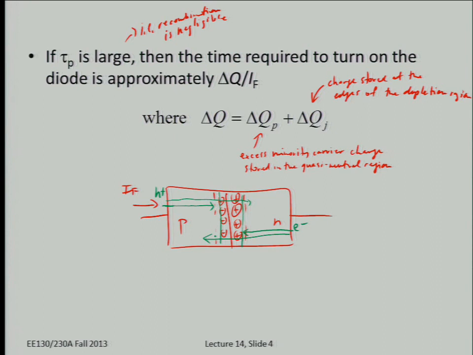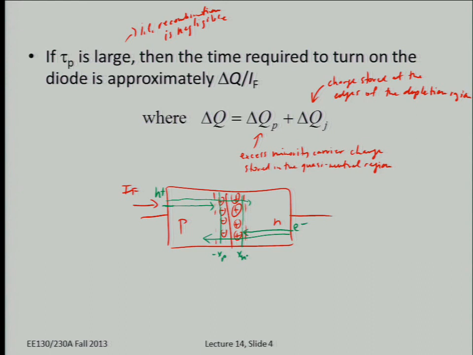Okay, so basically, the amount of time it takes to inject all this charge into the diode is dictated by the rate at which you're flowing charge into the diode. Right? IF is essentially charge per unit time. So the rate at which you're flowing charge into the diode is going to dictate the fastest you can actually reach the steady state with your diode. Okay? Does that make sense?